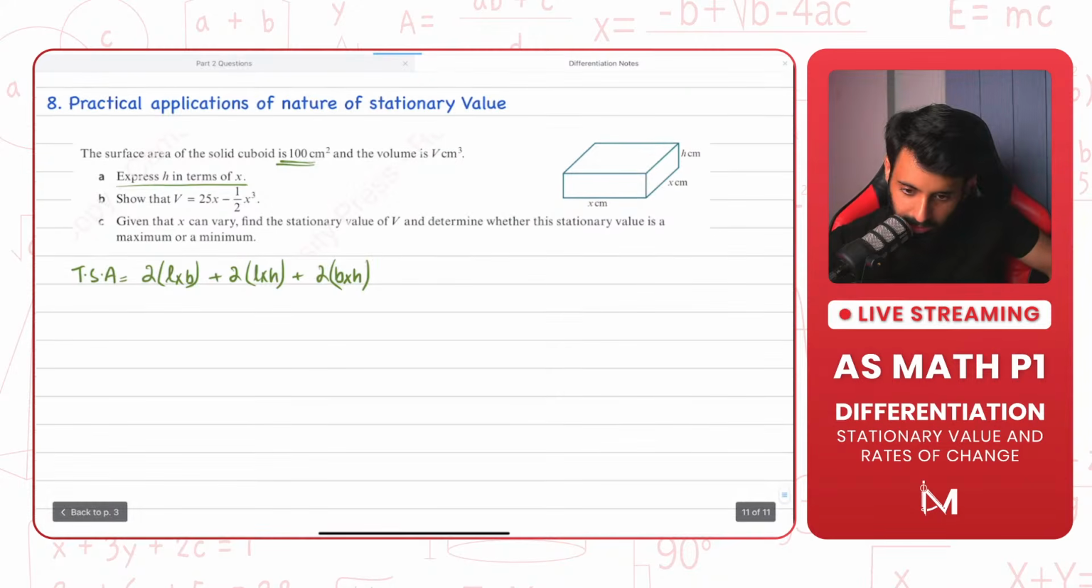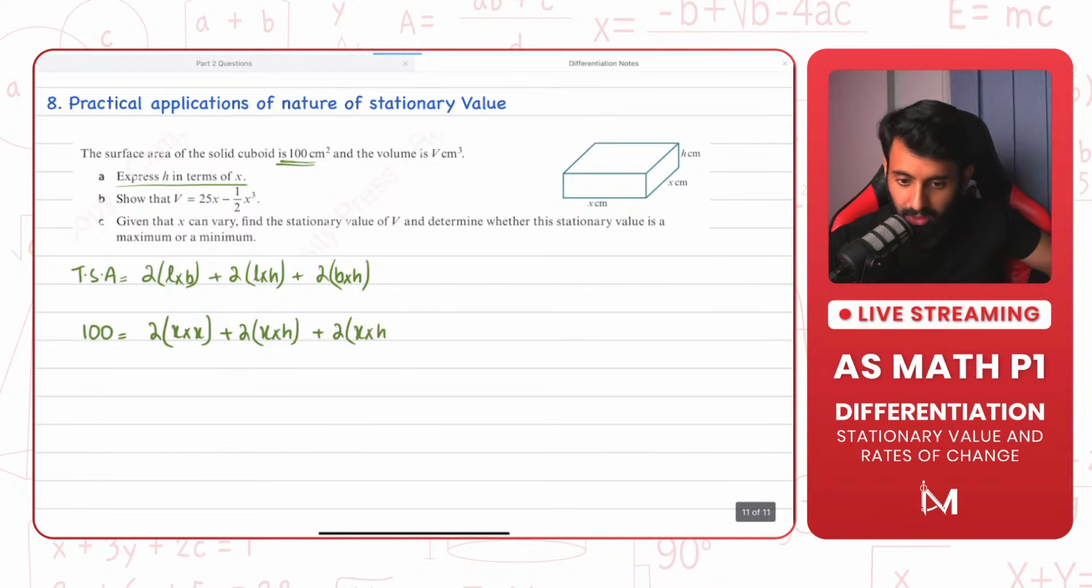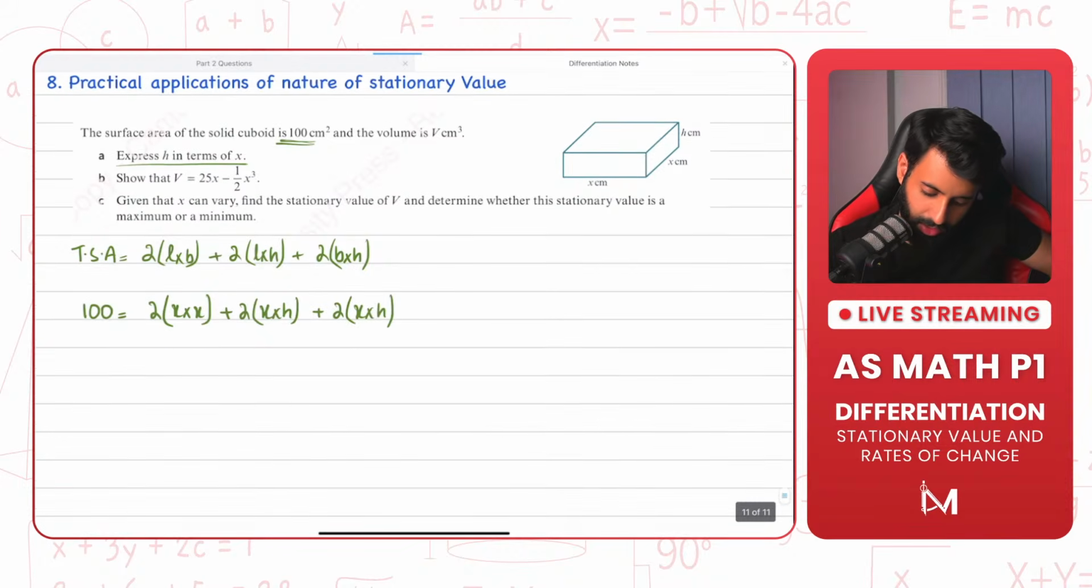Now you know that the total surface area is equal to 100. So 2 times x into x, that's length into breadth, plus 2 times x into h, that's length into height, plus 2 times x into h again, so that is also breadth into height. Now, let's simplify this. So we have 2x square plus 2hx plus 2hx, which is equal to 100.